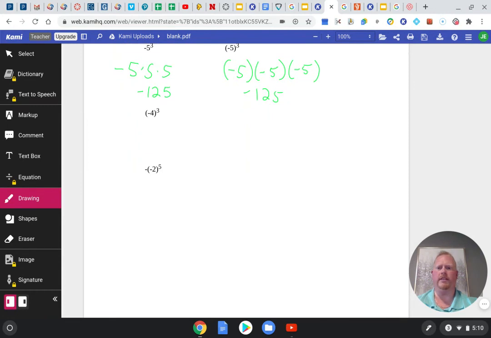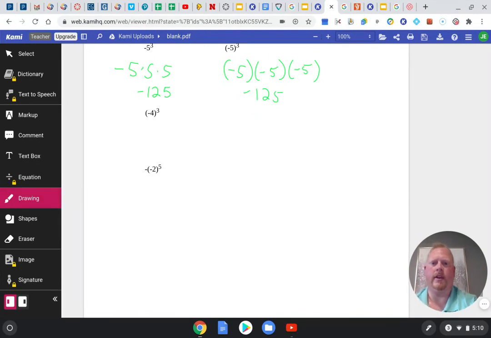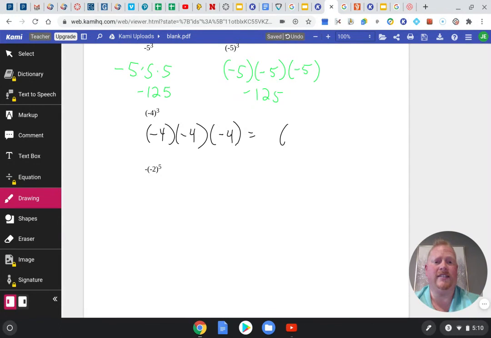Let's do two more examples. If I do negative 4 to the third power with parentheses, that's negative 4 times negative 4 times negative 4. So 4 times 4 times 4 is 64. Count the negatives. 1, 2, 3. So a negative 64. Final answer.